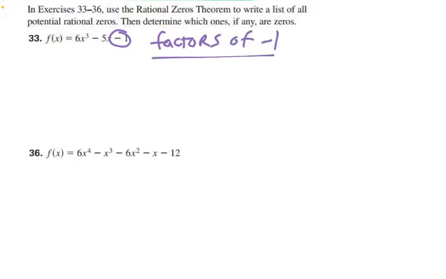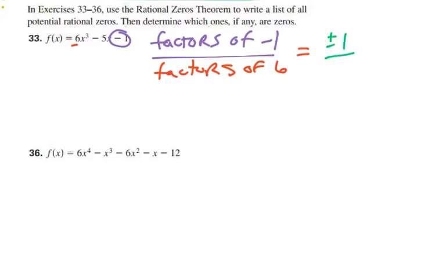And then in our denominator, we find all of the factors of the leading coefficient. And then we put them all in their fraction form. So, from -1, the factors of -1 are going to be plus and minus 1. Those are the only numbers that could ever multiply to be -1.